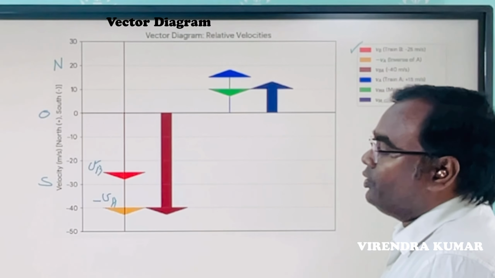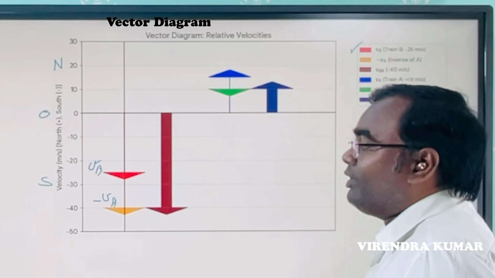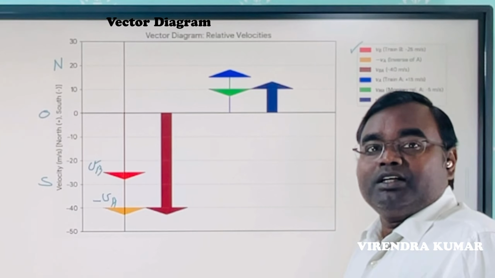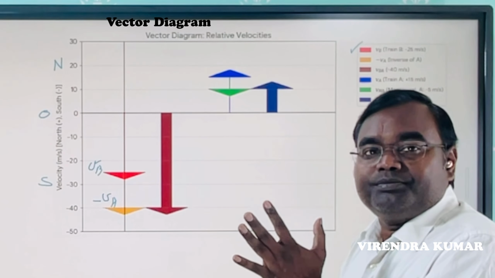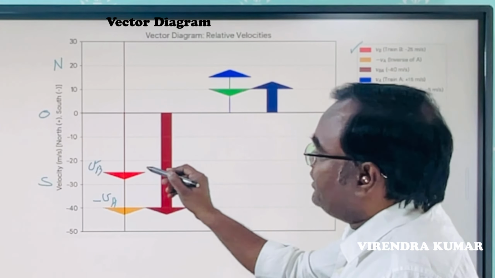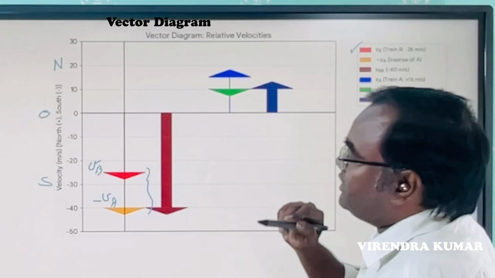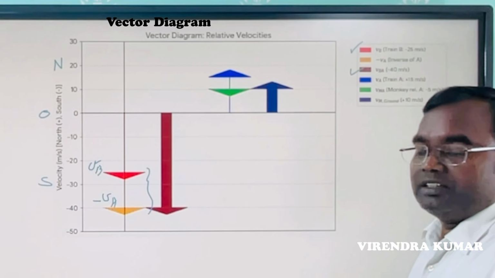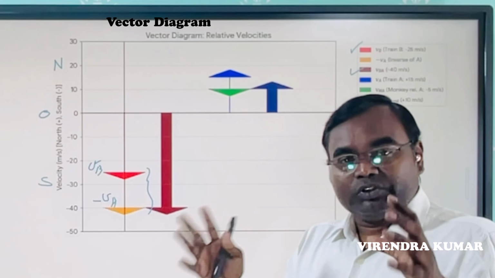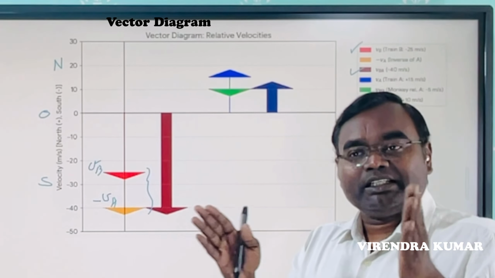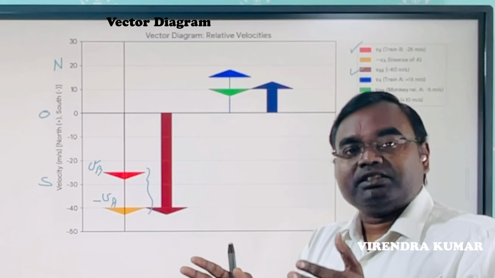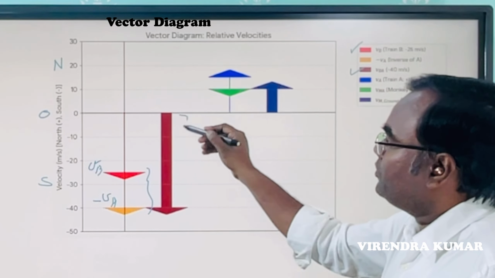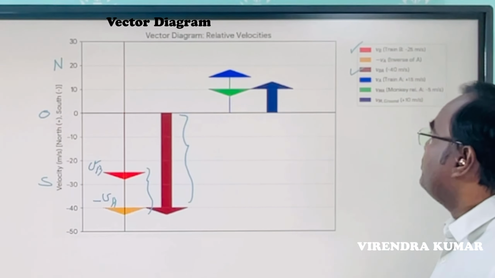So relative to A, the velocity of B, what does it mean? It means an observer in train A is measuring the velocity of B. So the total resultant velocity will be given by this. This is VBA, that is minus 40 meter per second. Finally, both trains are running in opposite directions and the resultant velocity is faster than the individual velocities. That's why it is shown by the longer arrow.